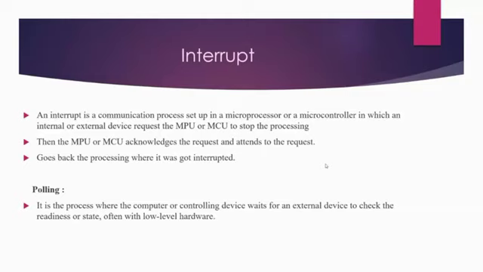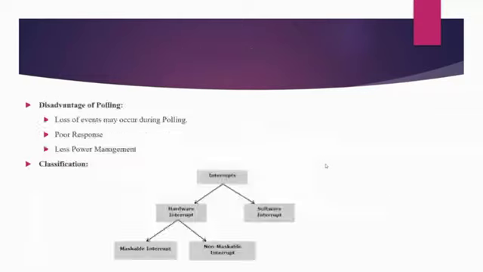Polling is the process where the computer or controlling device waits for an external device to check the readiness or state, often with low-level hardware. Disadvantages of polling: loss of events may occur during polling, poor response, less power management. Interrupts are classified as two types: hardware interrupt and software interrupt. Hardware is further classified as maskable interrupt and non-maskable interrupt.